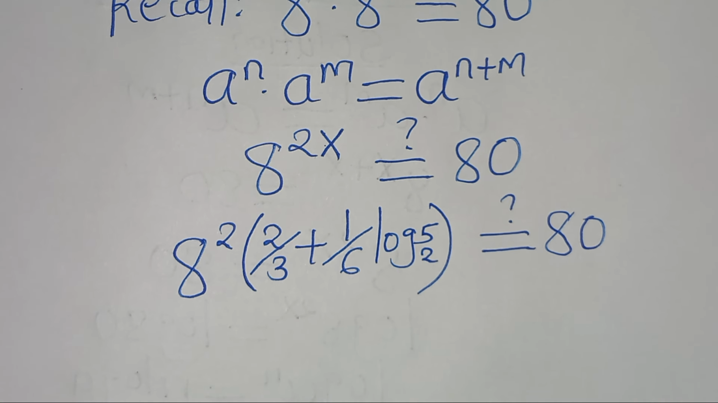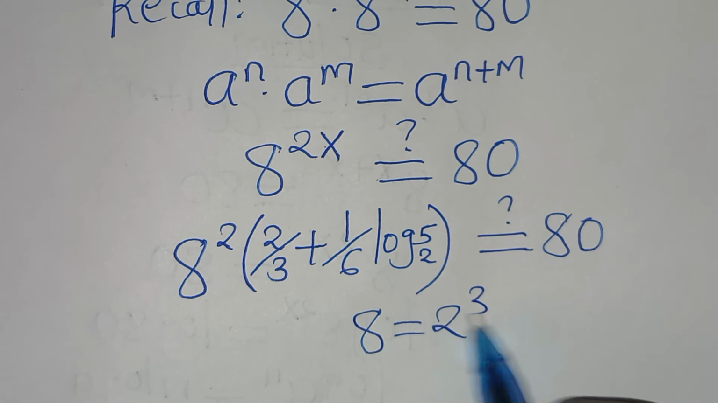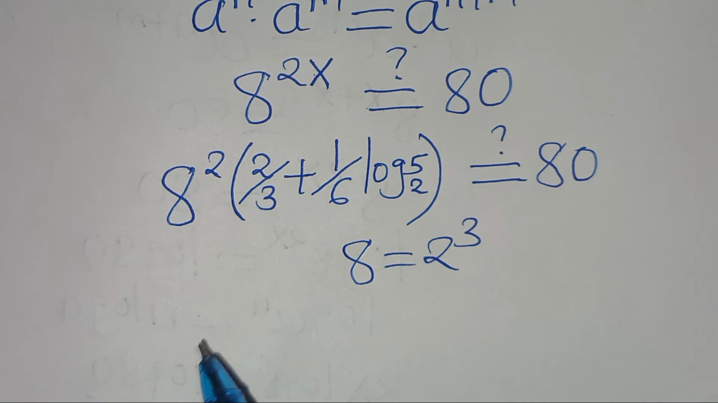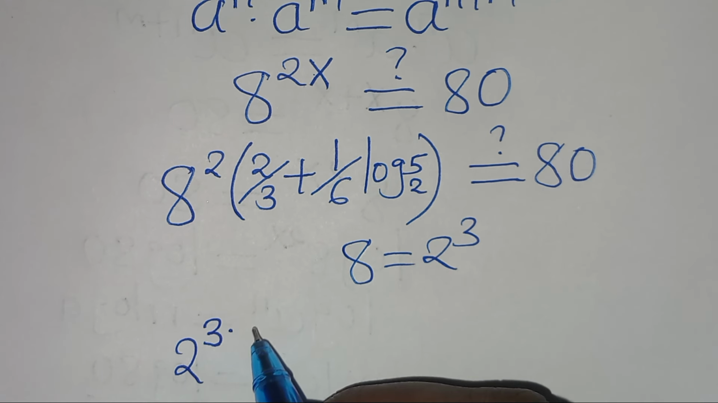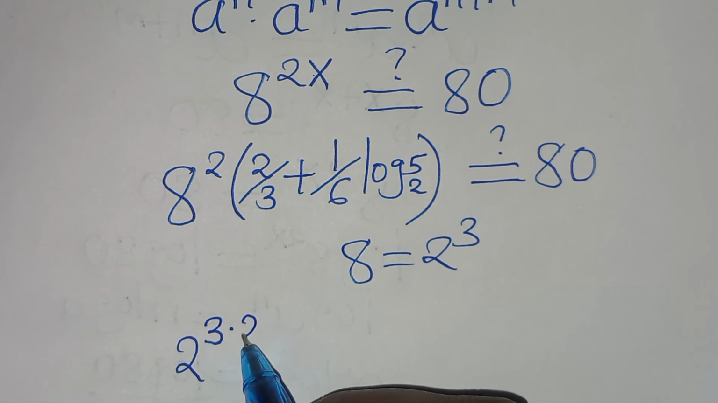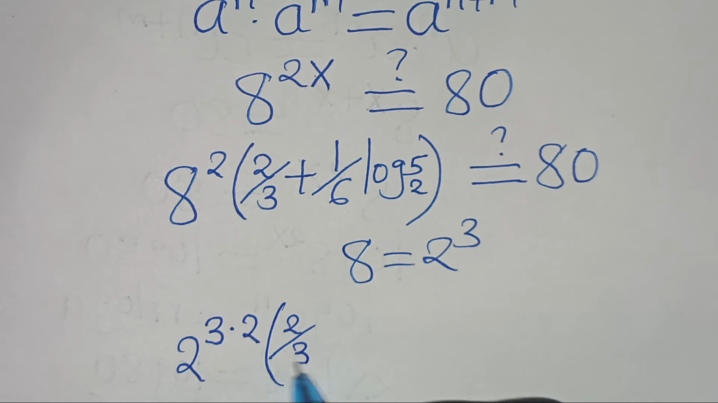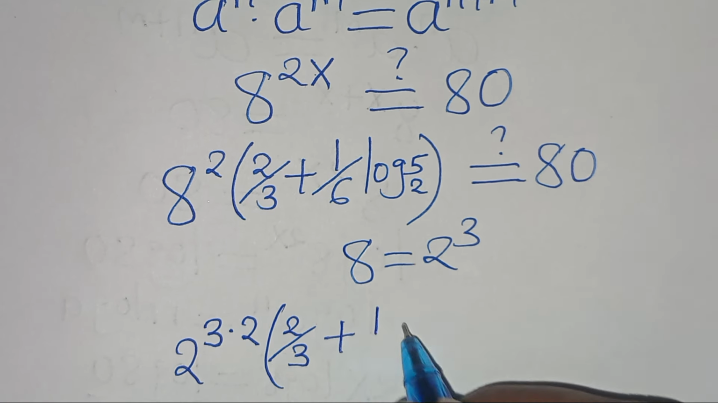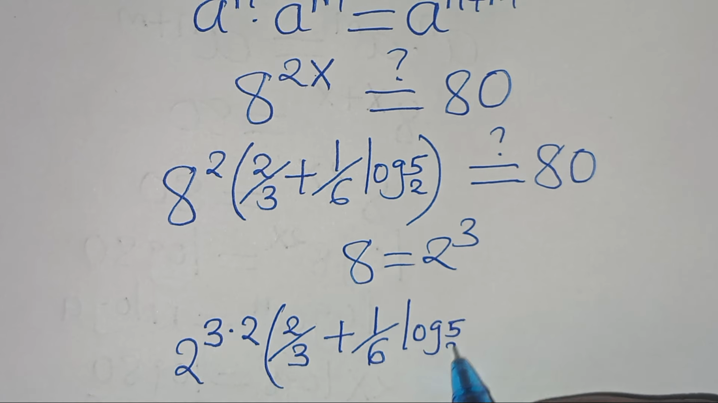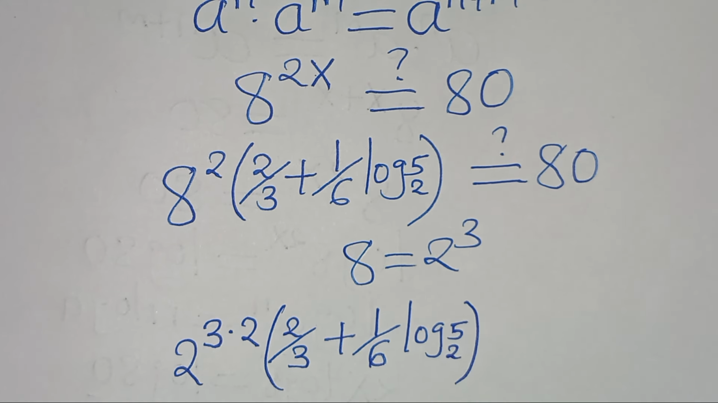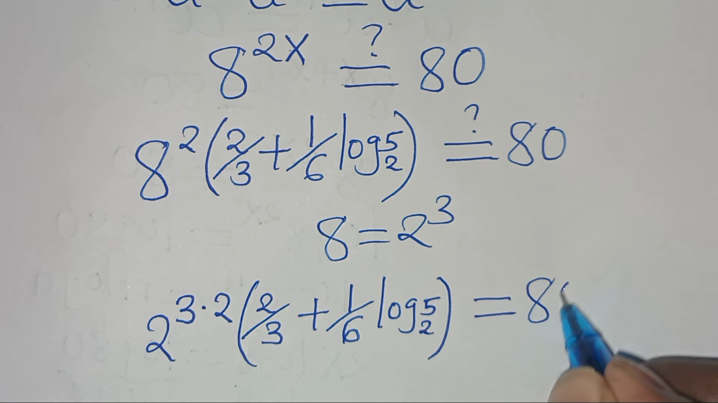So therefore from here, let's express 8 as 2 to the power of 3, so that here we have 2 to the power of 3 times 2, into the parentheses, here we have 2 over 3 plus 1 over 6 log 5 to base 2, close the parentheses. This is supposed to give us a value of 80.